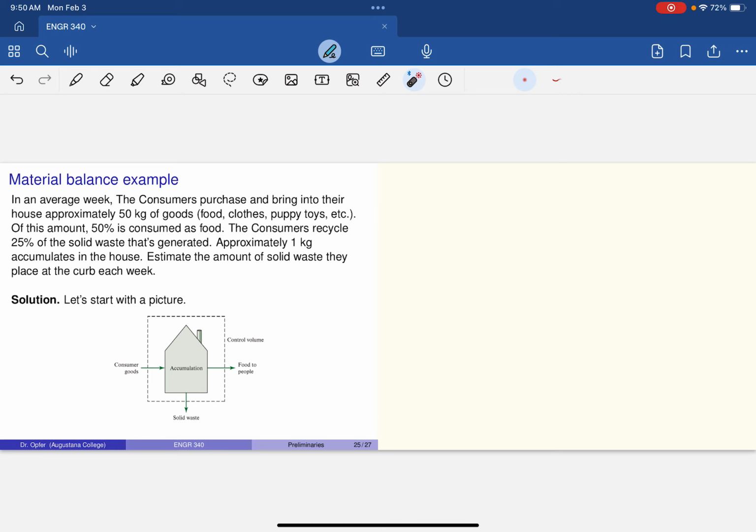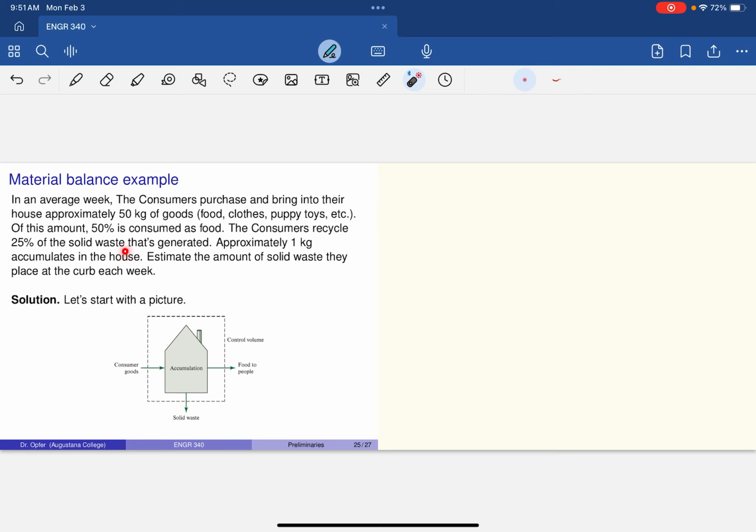Okay, so in an average week, the consumers, which is some generic name for some family, purchase and bring into their house approximately 50 kilograms of goods. So that goods could take the form of food, clothes, puppy toys, whatever you're purchasing and bringing into your home every week. Of this amount, 50% is consumed as food. The consumers recycle 25% of the solid waste that's generated, and approximately 1 kilogram accumulates into the house. Estimate the amount of solid waste they place at the curb each week.